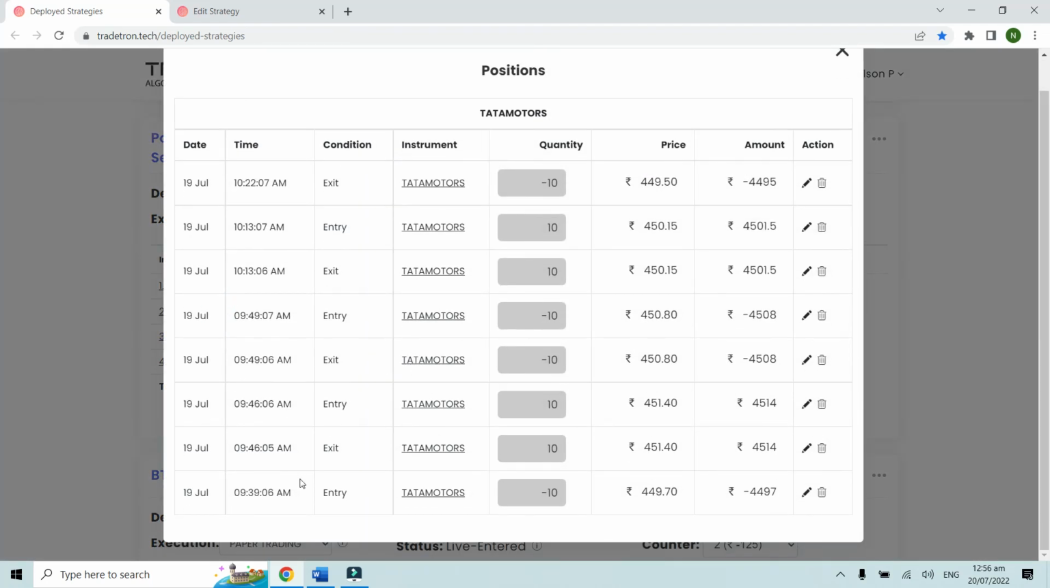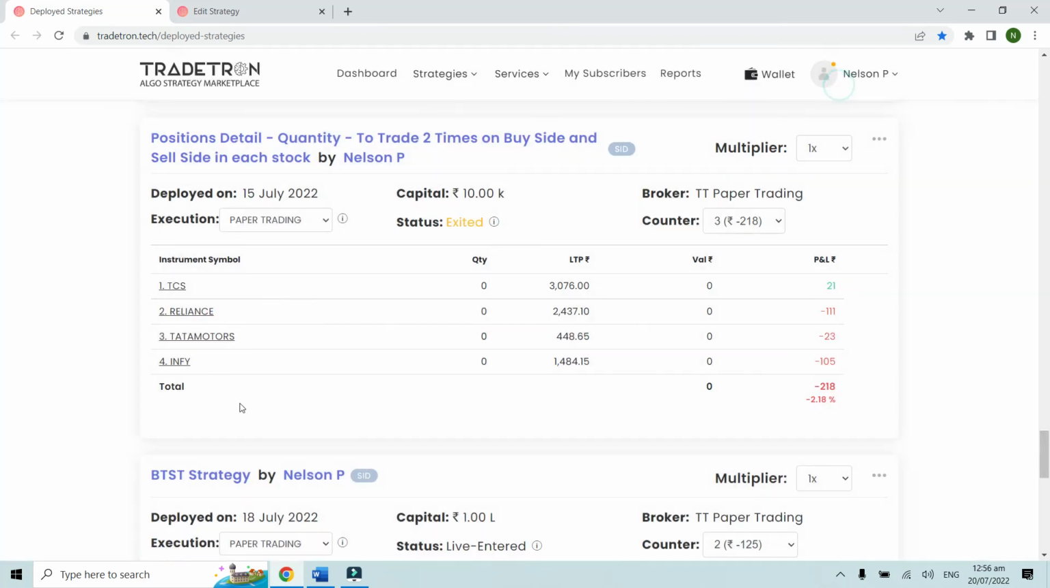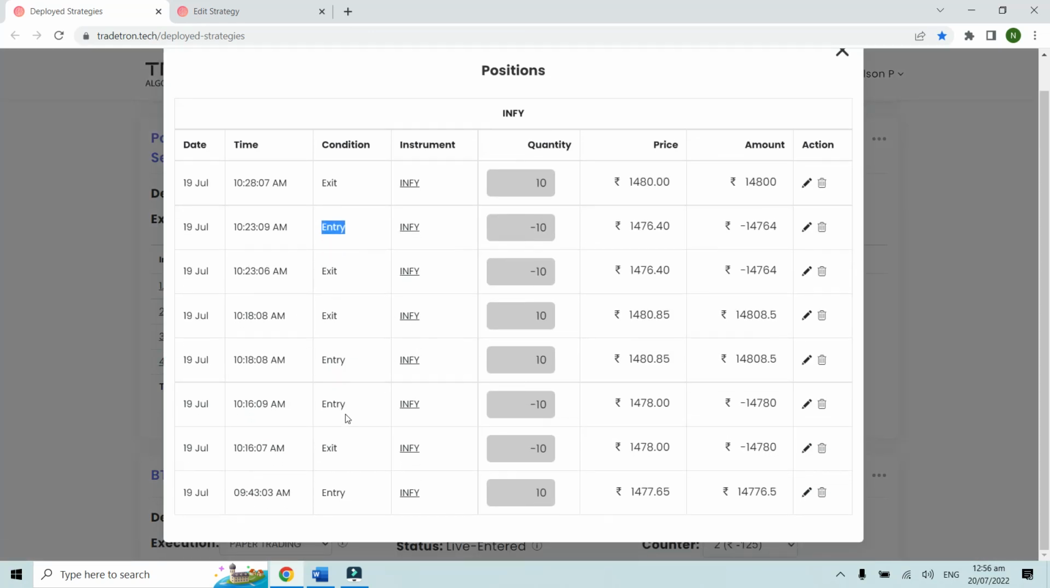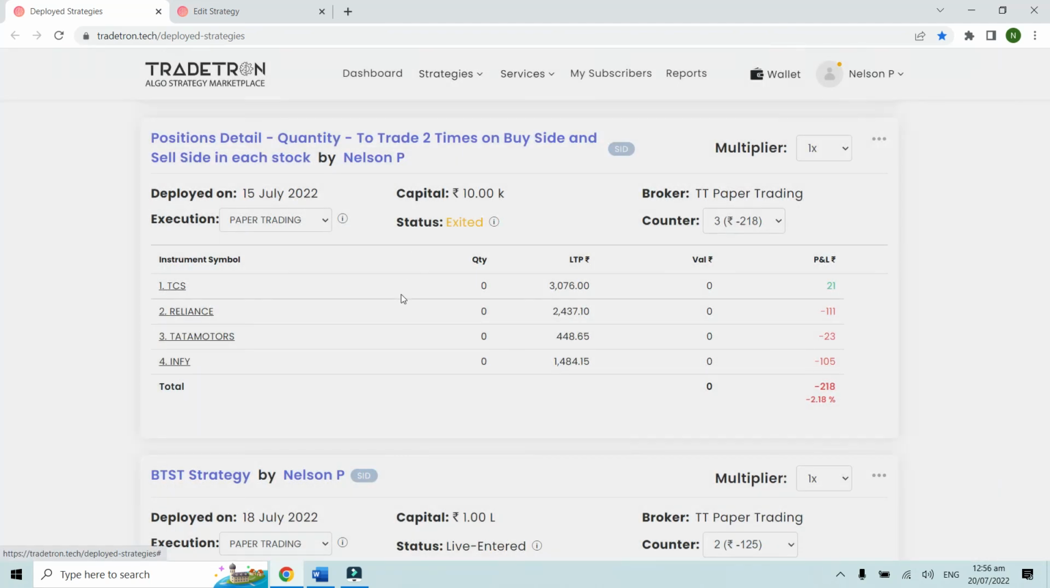Similarly for Tata Motors, it has taken the first short entry, this is the second short entry, this is the first long entry, and this is the second long entry. That's how it has taken 2 trades in Tata Motors, as well as in Infosys. It has done the same: the first long entry, the first short entry, the second long entry, and the second short entry. So in total it has traded 2 times on both sides.